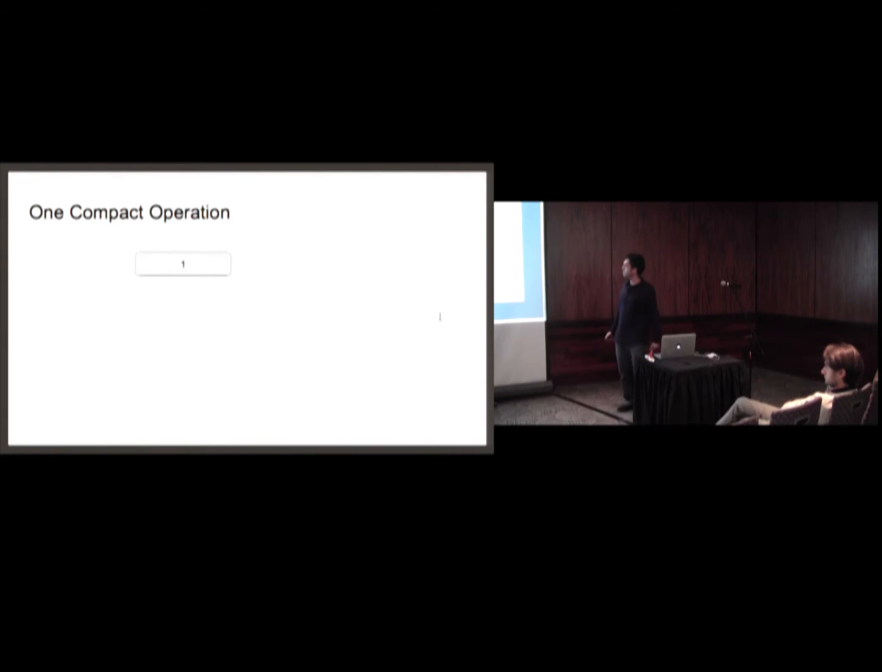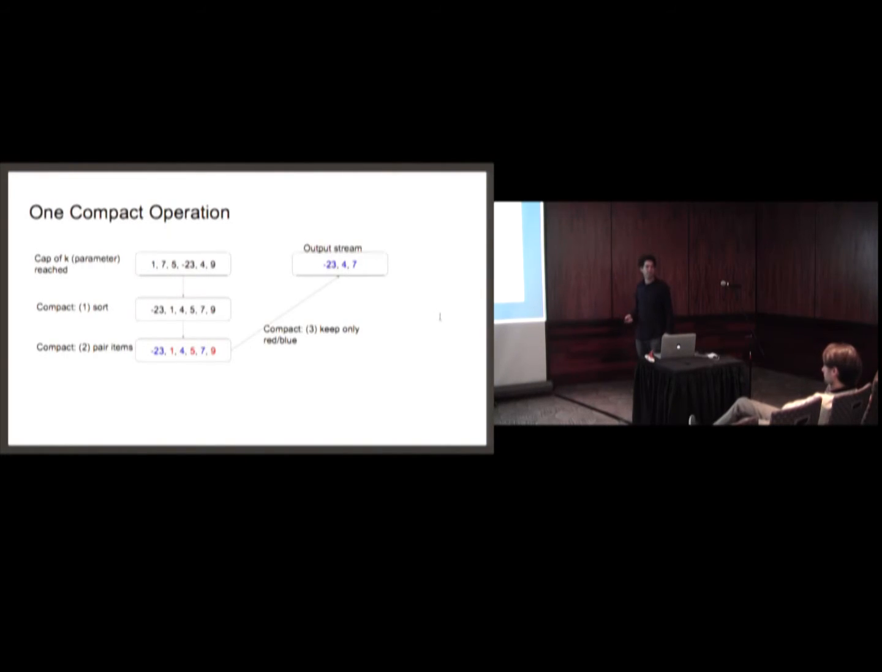So let's see what this compact operation does. You basically have a buffer, and you see items in the stream, more and more, until you reach your cap, which in this case is 6. So I have my 6 numbers. Now I sort them, I pair them into blue and red numbers, and I just output either the blue ones or the red ones. This is the output stream. Again, I see more numbers, I reach my cap, I sort, I pair, and I output more. For every 6 numbers, I output 3 numbers, so that is the size of the sketch.